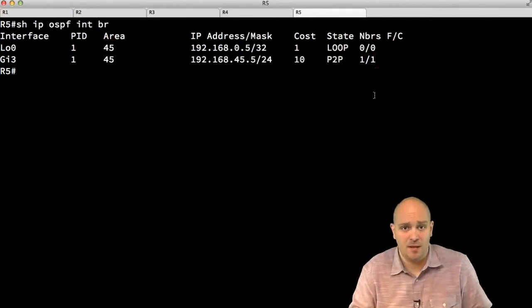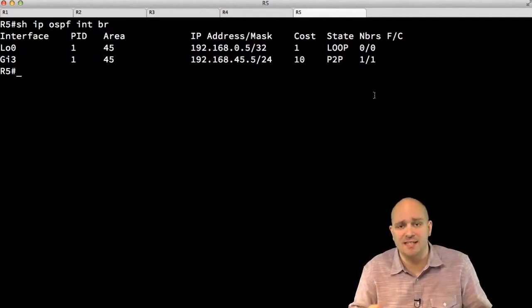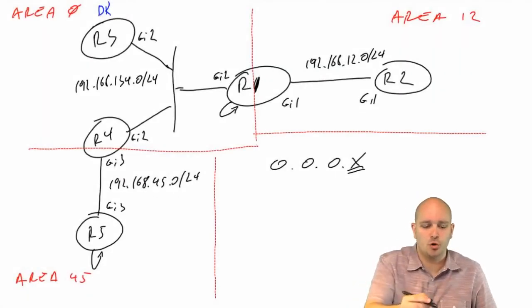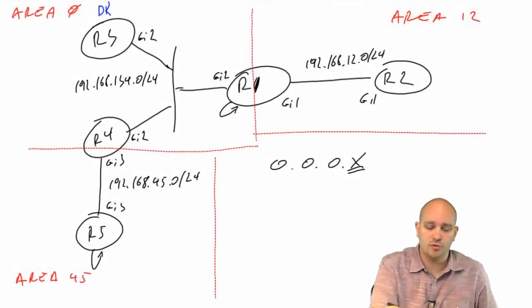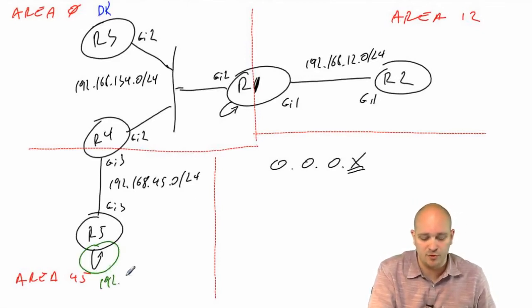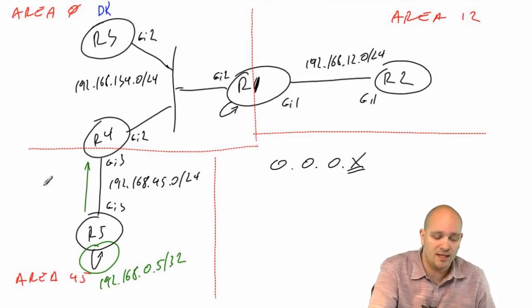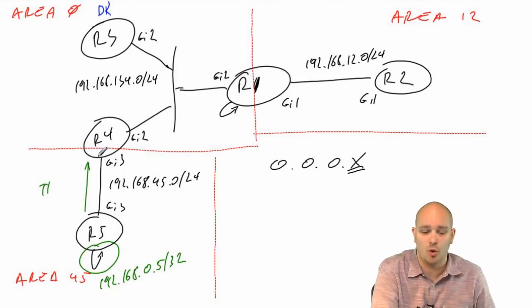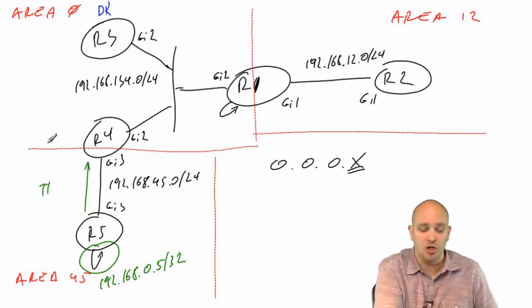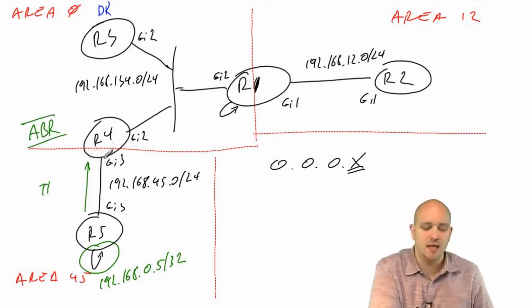Now that I have the setup the way I wanted to have the setup, let's take a look at our type 3 LSAs and our external LSAs in the network. To do that, we have to focus on something. So what we are going to focus our attention on is going to be the loopback of R5. So this is the network with the address 192.168.0.5/32. Now, we know that in area 45, this will be communicated as a type 1 LSA to R4. But we also know that R4 here is an ABR, and we're going to confirm that by looking into the database of R4.